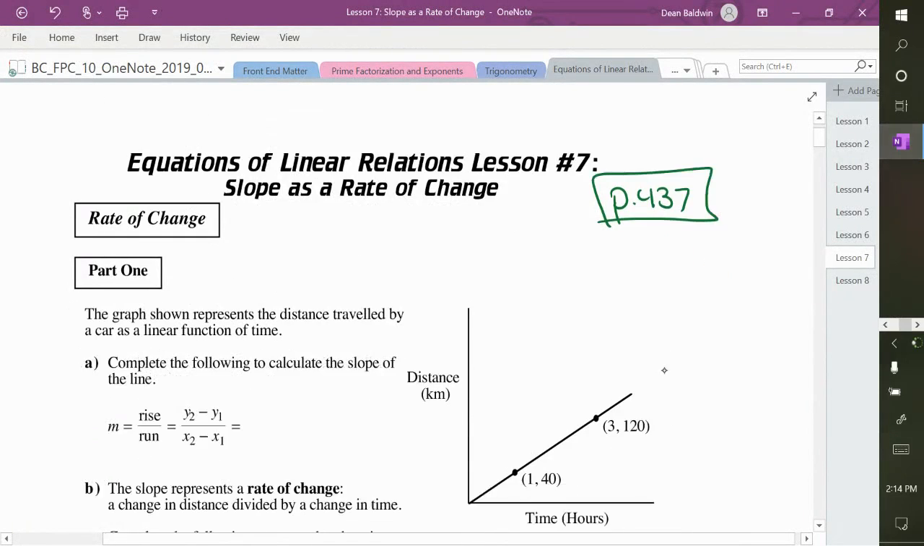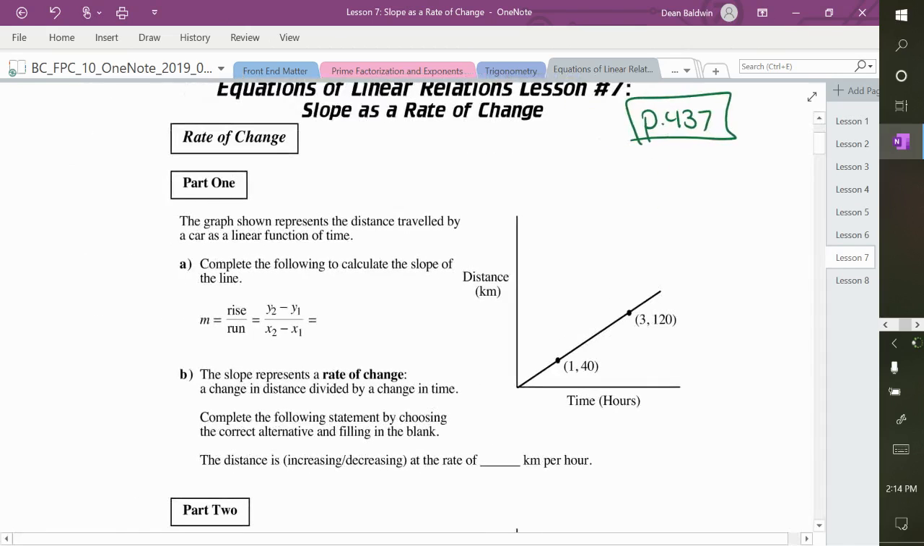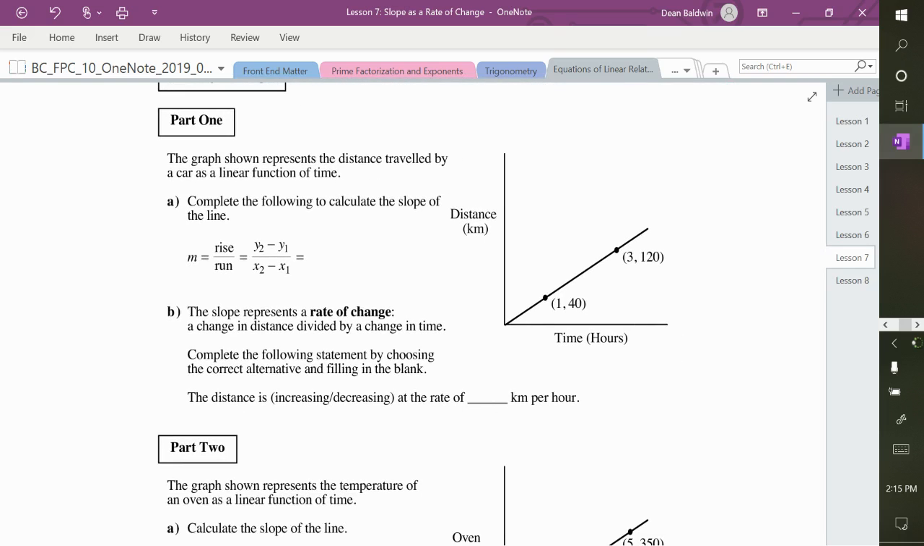Okay, page 437. So, if I have a graph, we're going to talk about slope, which is a rate of change. It's one unit over another unit, okay? So if I have a graph that measures distance and time, and we know this is in hours, at 1 hour, I've gone 40 kilometers. And after 3 hours, I've gone 120 kilometers.